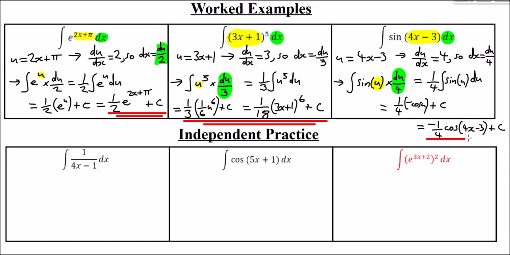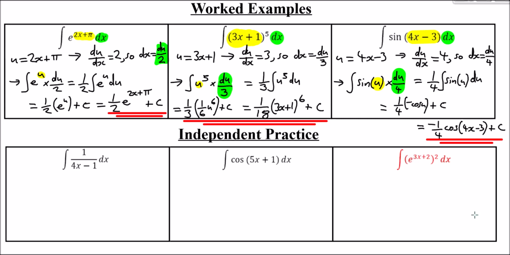So that's how you do it, essentially. That's the general pattern, the general way of doing these things. Now try some of these on your own. I'll give you a few pointers for the first one. What you might want to consider here is 1 over 4x minus 1 as being the integral of 4x minus 1 all to the power of minus 1. And for this one here, I put it in red because it looks a bit harder, but just switch 3x plus 2 for u.